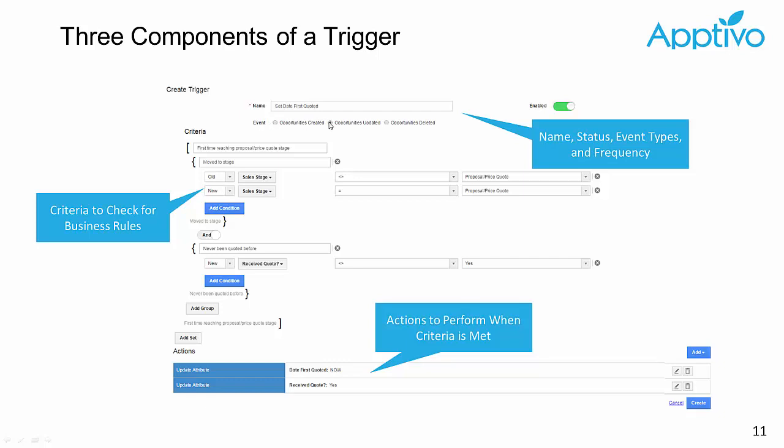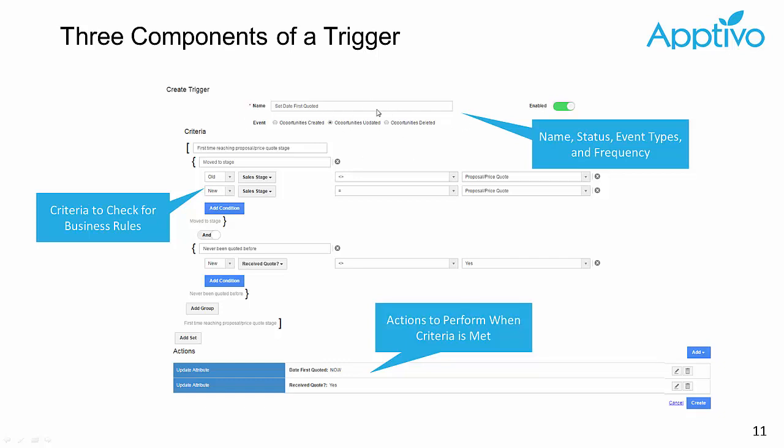You'll define the event, or in the case of a time-based trigger, you'll define the frequency right here. So I'm saying that this should be checked whenever an opportunity is updated, whenever somebody changes a field value. And also whether it's enabled or disabled. So you can create a rule and then temporarily disable it, or disable it when you think something's not working right. What it just means is that the rule won't be run, but it's not deleted from the system.